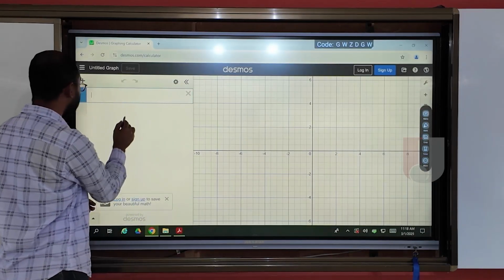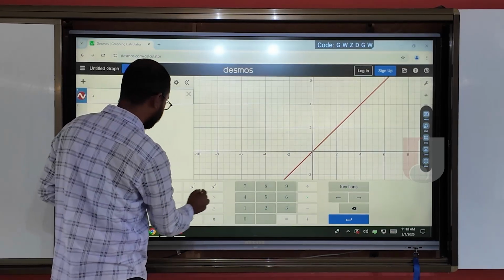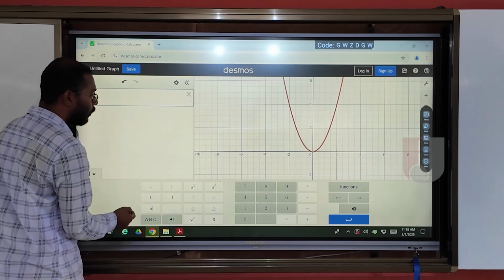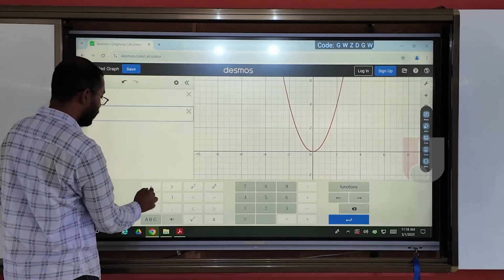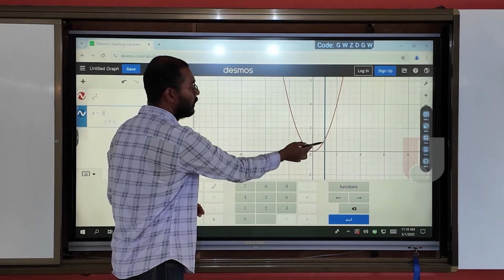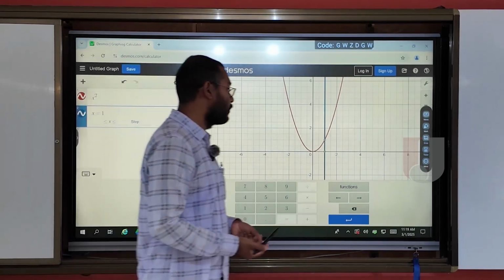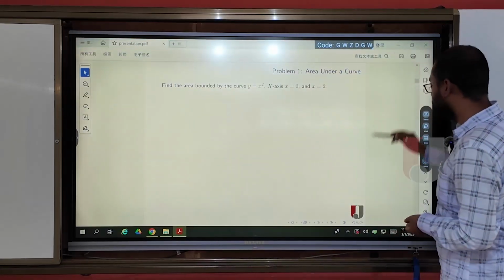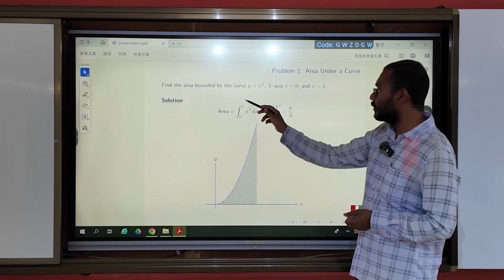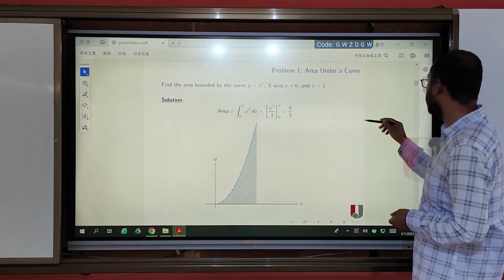So here we are using y equal to x square, and x equal to 1. Inside that bounded zone, we have to find the area. For this purpose, what we are doing, see, this is the integral from 0 to 2 of x square dx.